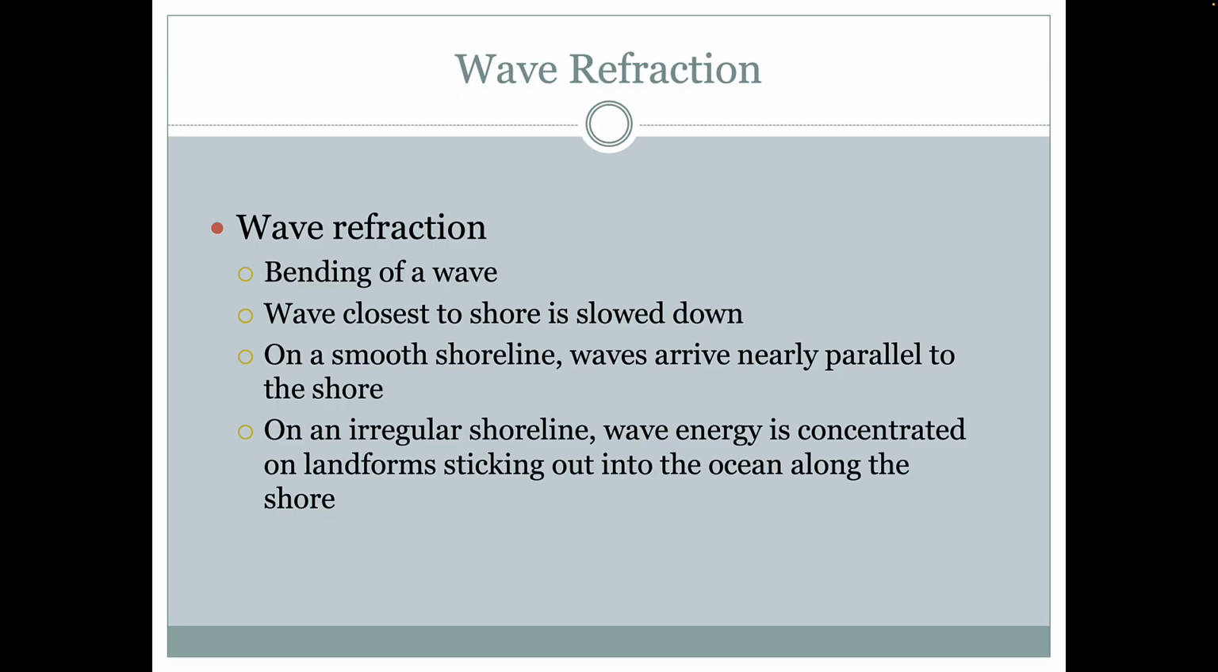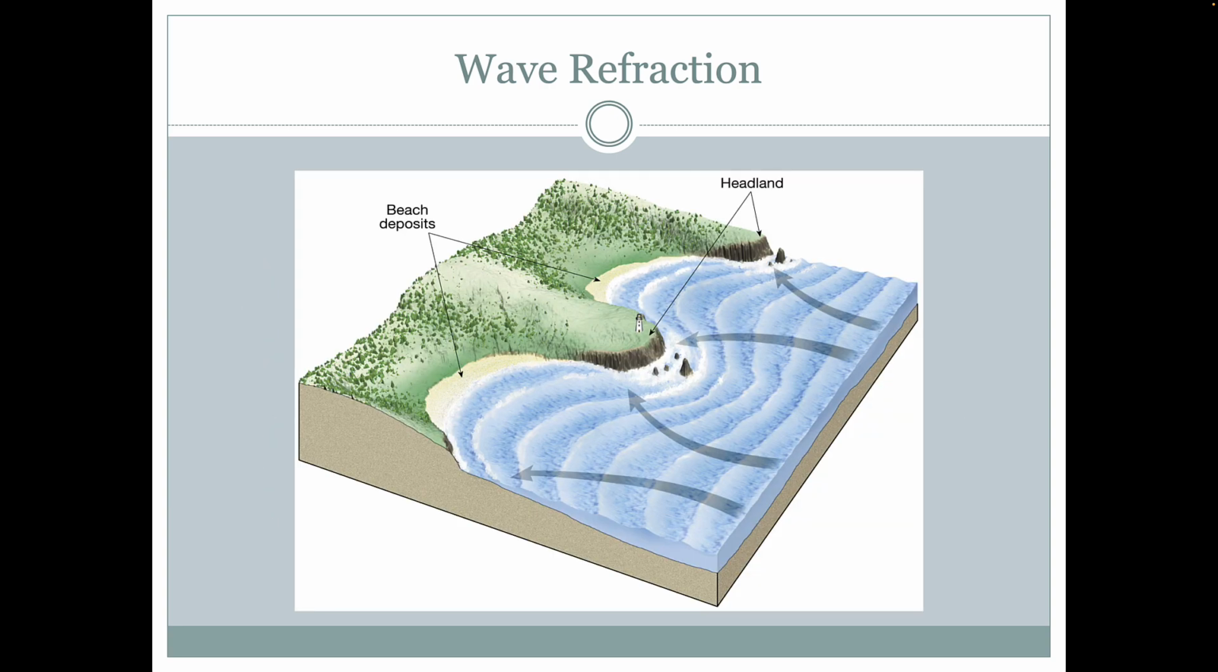But then if we throw in an irregular shoreline, the wave energy gets bent towards whatever sticks out furthest into the water. So the wave energy is concentrated on any landform that's sticking out into the ocean. And we can see that here in this example.